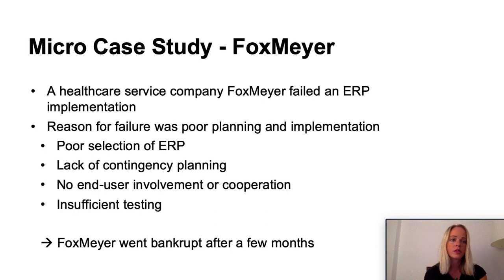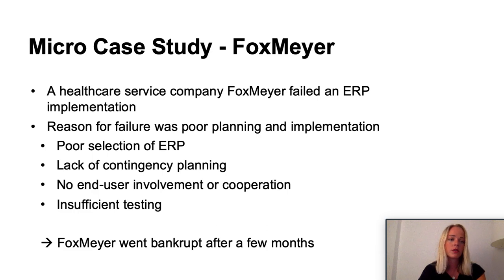A healthcare service company called Foxmeyer was the 5th largest drug wholesaler in the United States in early 90s. Because of fierce competition, Foxmeyer needed a solution to make complex supply chain decisions while facing cost pressure. They decided that an ERP would offer the best solution. However, the implementation of the ERP system failed. The reason for the failure was poor planning and implementation.